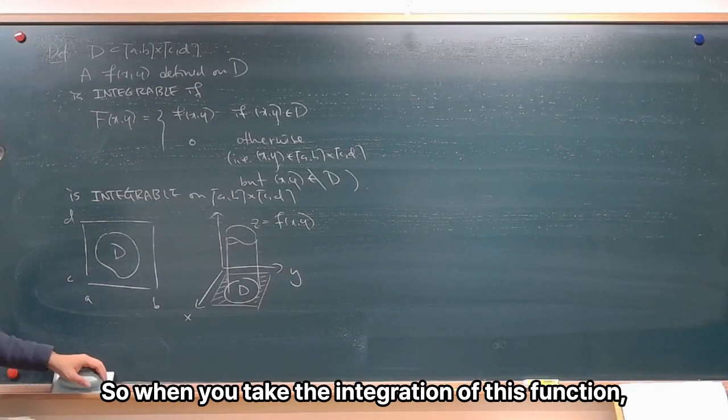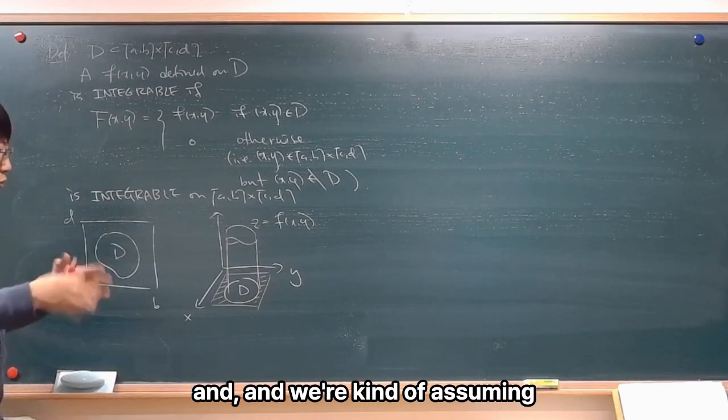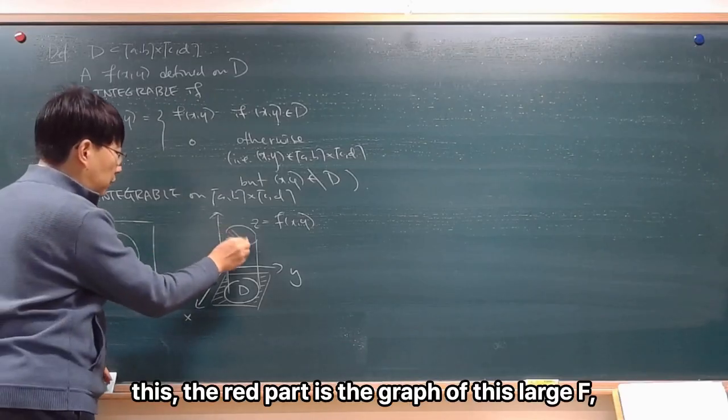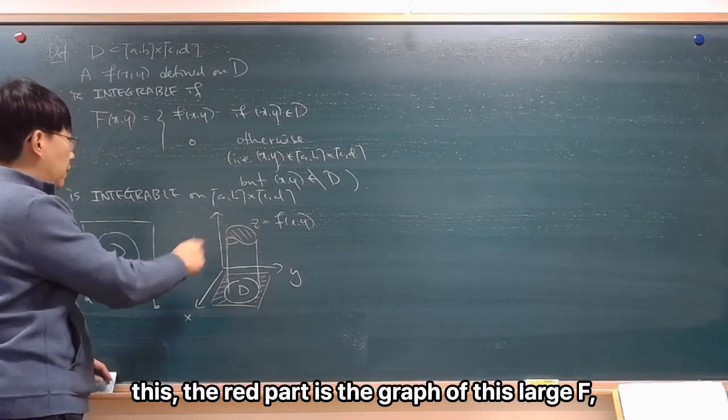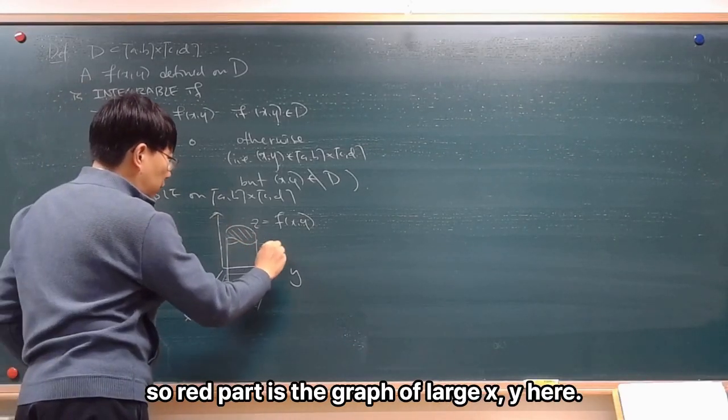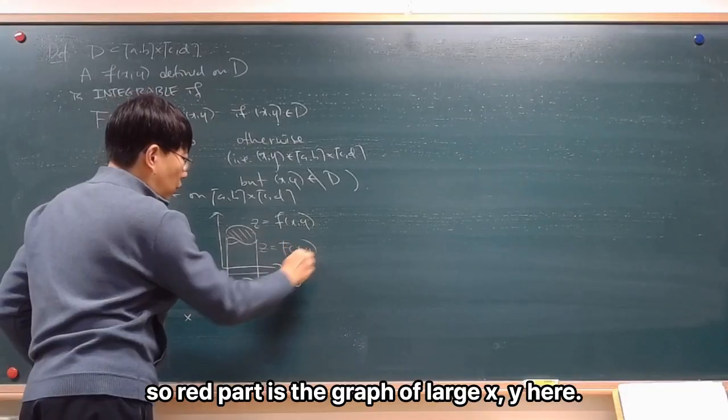So when we take the integration of this function, we are assuming that the red part is the graph of this large F. So the red part is the graph of large F of x y here.